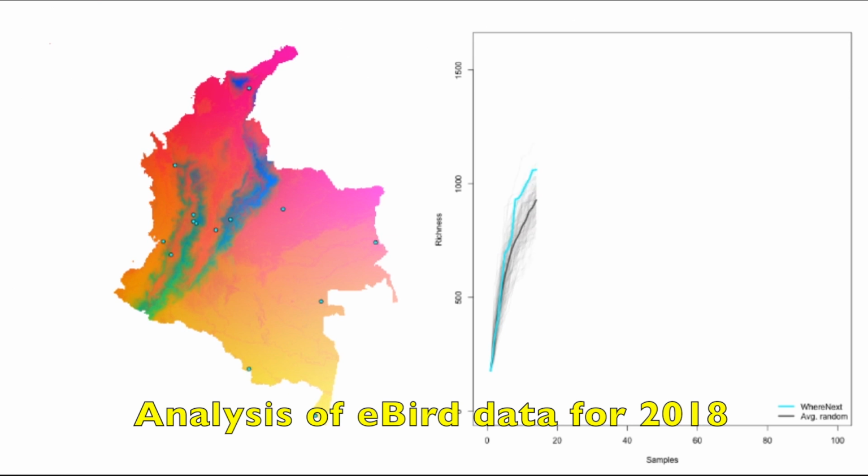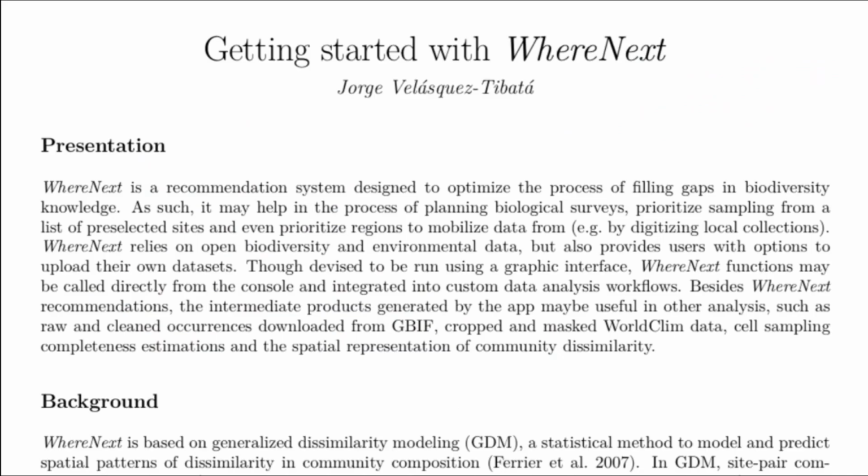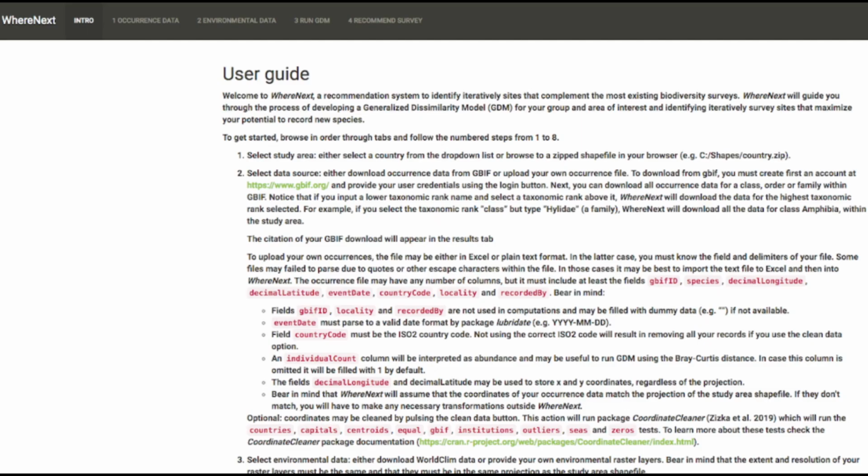By finding sites that complement the most existing surveys, WhereNext can accumulate species faster than ad hoc or random sampling. WhereNext may also be run with user-provided datasets and be further customized using the functions available in the package.